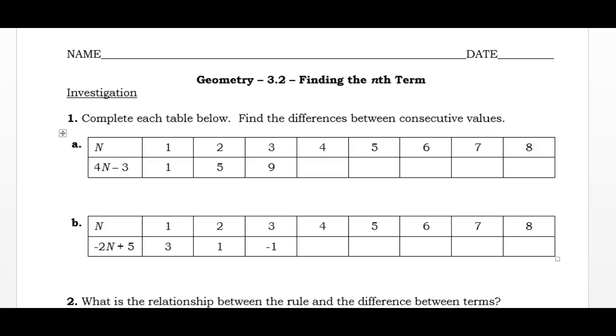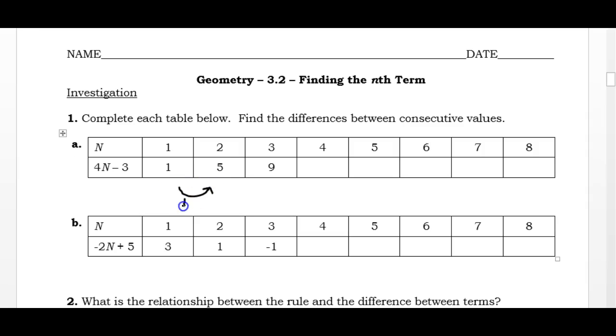This is Geometry Lesson 3.2, and in this lesson we'll be finding the nth term. So we'll start with an investigation: complete the table below, find the differences between consecutive values. So that says, how much is this going up by?